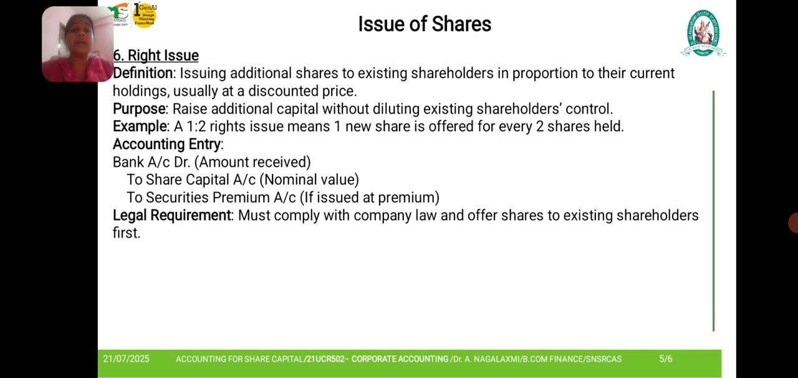So what is the purpose? Raising additional capital without diluting existing shareholders' control. See, they have given an example: 1 is to 2. A rights issue of 1 is to 2 means 1 share is offered for every 2 shares held. Obviously, this is not a standard ratio, it's an example. The journal entry for that is bank account debit, to share capital account, to securities premium account.